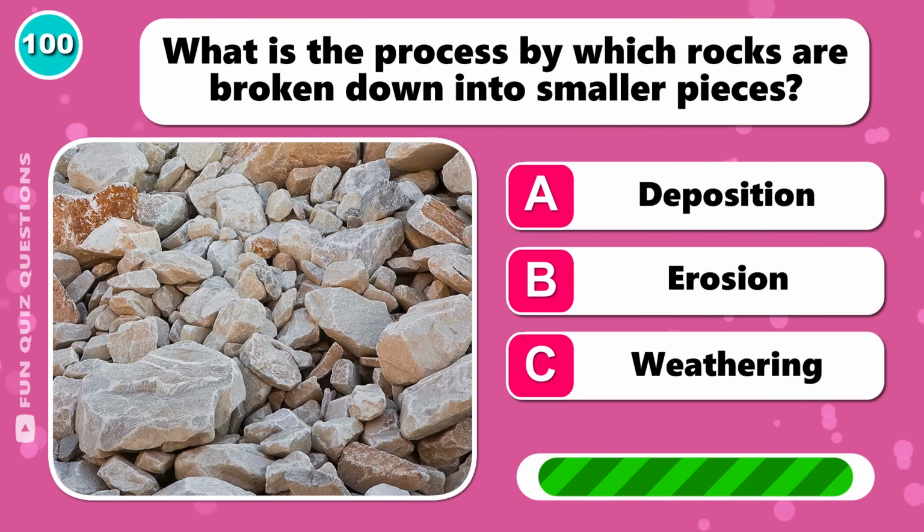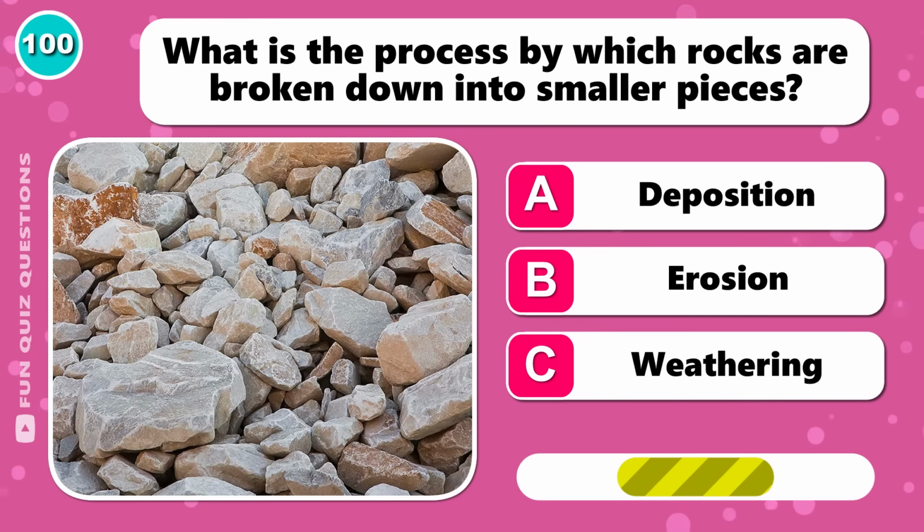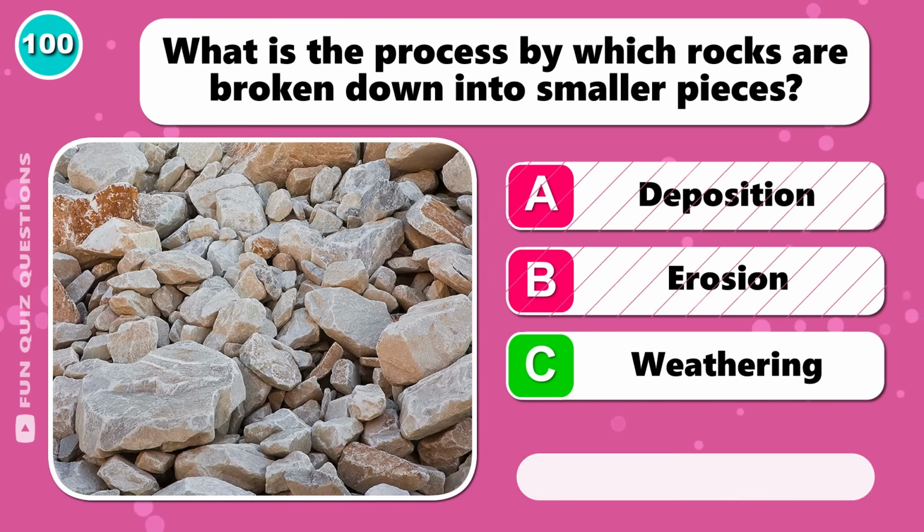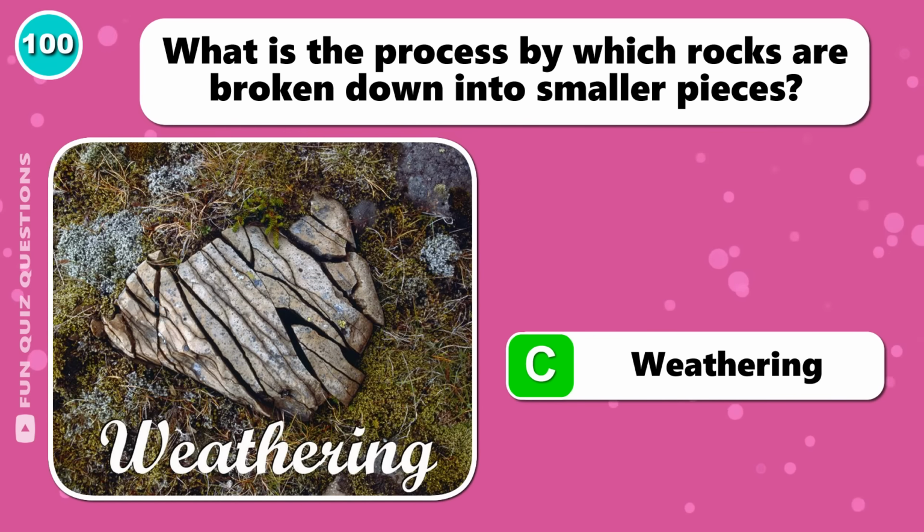What is the process by which rocks are broken down into smaller pieces? It's called C, weathering.